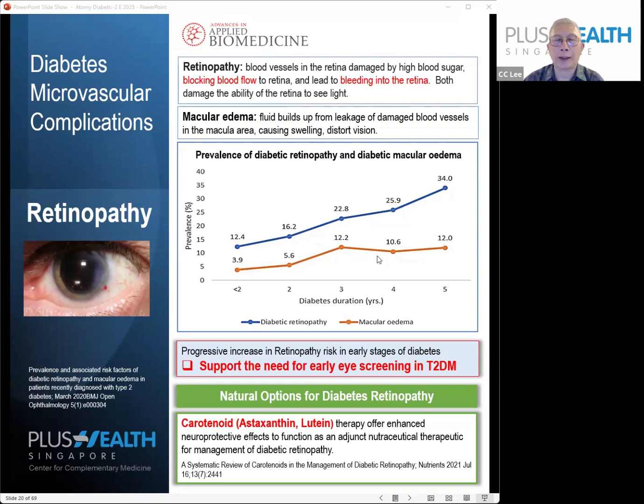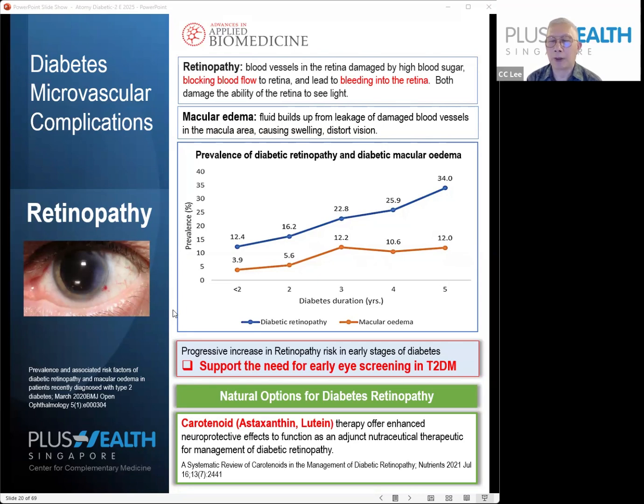You can see from here that retinopathy is more prevalent as the diabetes progresses over the years, right? The prevalence rate goes up very significantly over the years. You can see that by year 5, more than 30% of the patients will be suffering from eye problems. So therefore, in the context of diabetic management, it is very important, and we support the need for early eye screening for them because of this reason, right?